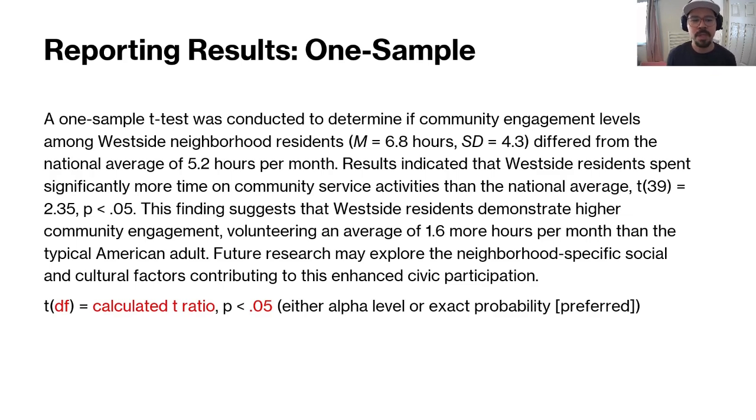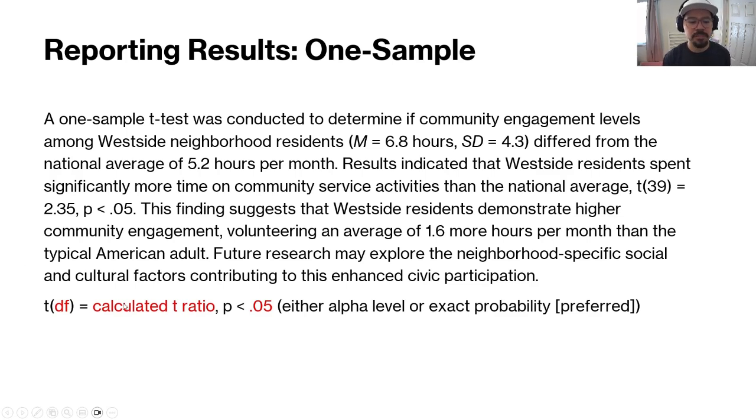So we would start this off by saying a one-sample t-test was conducted to determine if community engagement levels among West Side neighborhood residents, M equals 6.8, which is our mean hours, SD, standard deviation, equals 4.3, differed from the national average of 5.2 hours per month. Results indicated that West Side residents spent significantly more time on community service activities than the national average. And then there's this information here, t(39) = 2.35, with a p of 0.05.